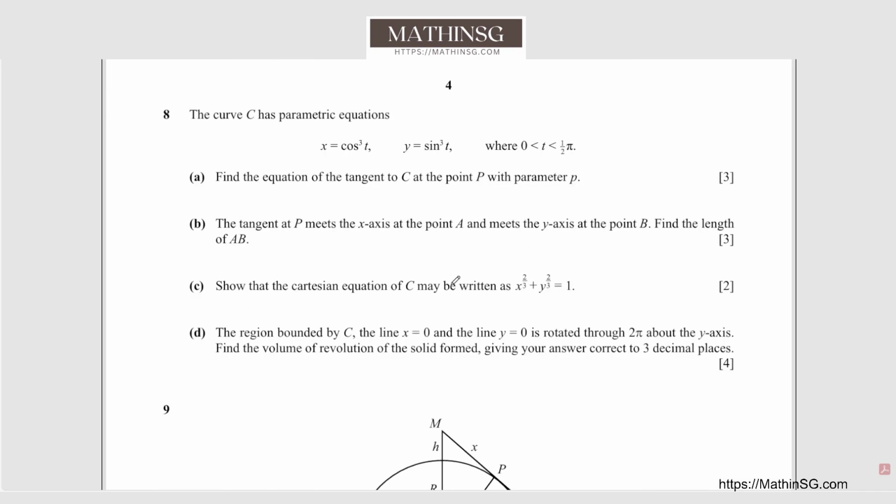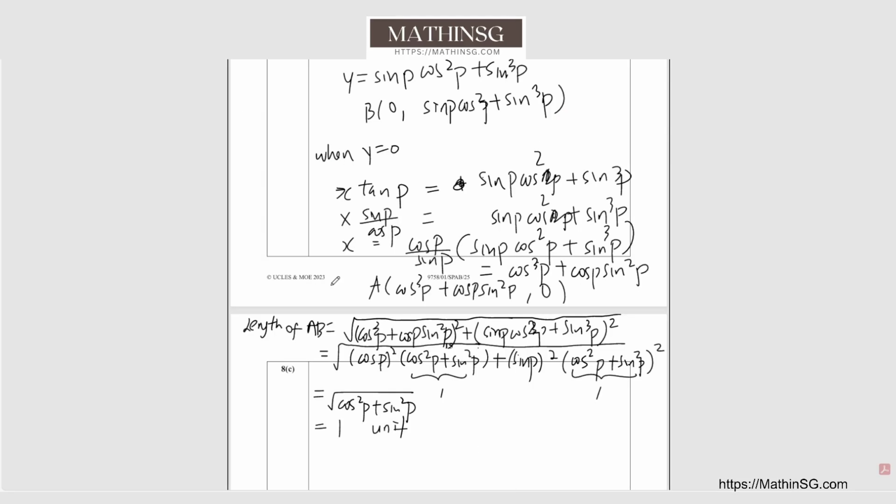Show that the Cartesian equation of C may be written as this. So whenever you need to convert a parametric equation to a Cartesian equation, if you have just algebra, like x in terms of t and y in terms of t without trigo, then what you will think of is to make t the subject and then substitute that into the other equation. But if you have trigo, use identity. So you have cosine and sine, so what you need to think of is cos squared t plus sin squared t equals 1. Okay? So that is what we are going to do for this one here.